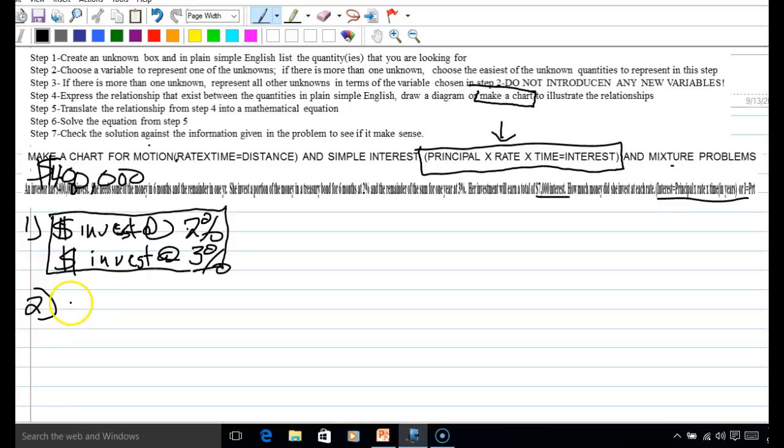So I'm going to say let M equal the amount of money invested at 2%. So that's the amount of money invested at 2%.